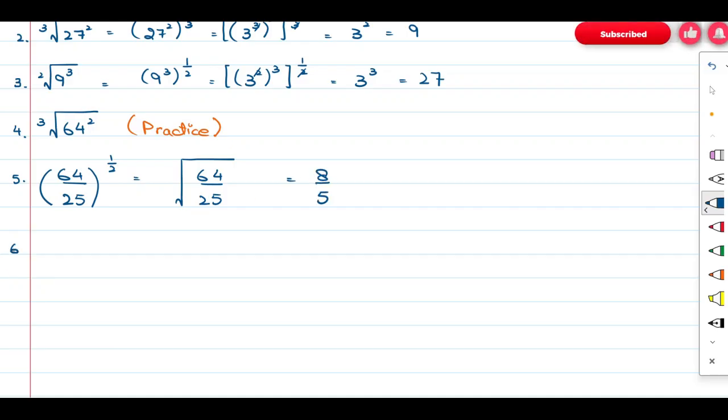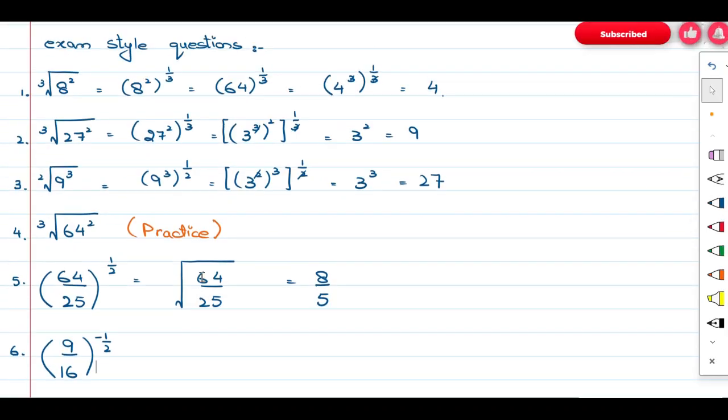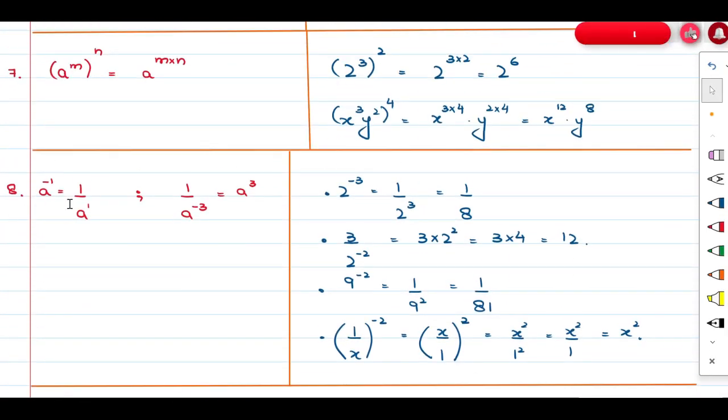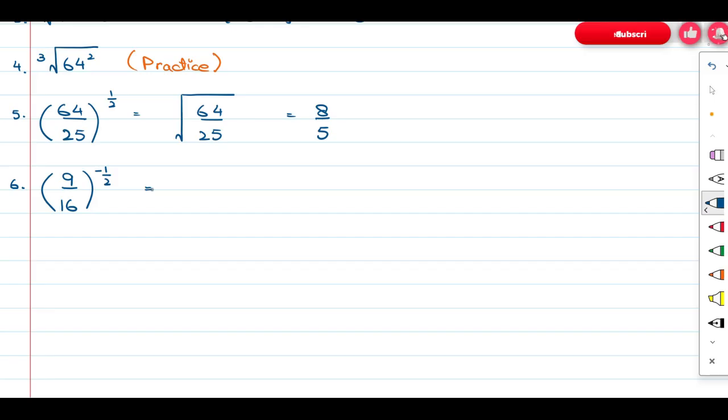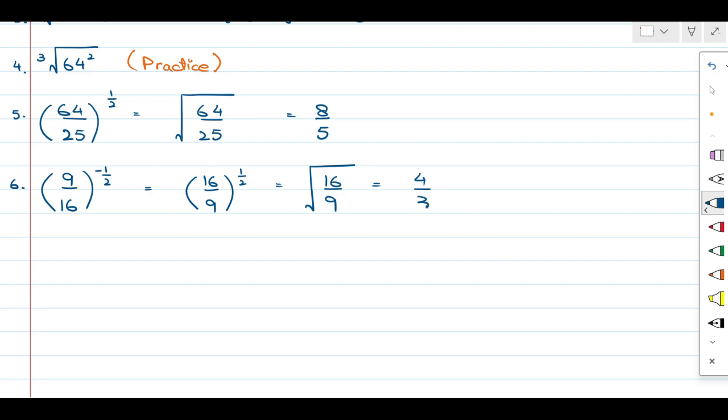This is a simple one. Sixth example is 9 over 16 and its whole power is minus 1 by 2. So we are using the other law here, the negative law. When you have a negative power in the fraction, you have to take the reciprocal of the fraction to make the power positive, which is 16 over 9. Now its power is 1 by 2. Now 16 over 9, to the power 1 by 2, is a square root. Root 16 is 4, root 9 is 3. 4 by 3 is the simplified form, right?